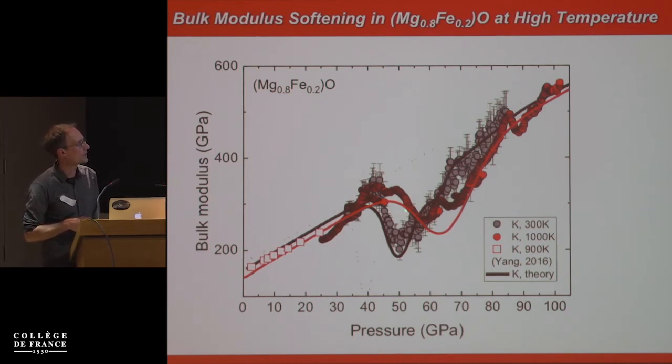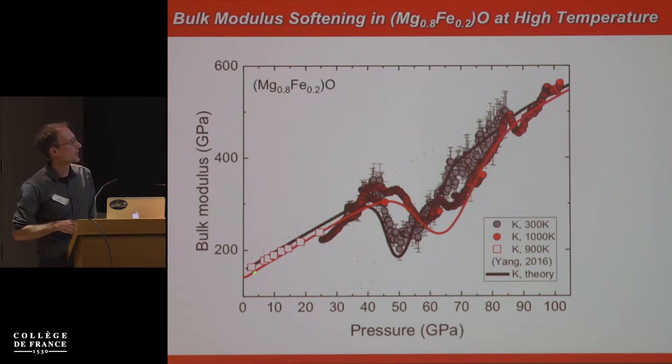the red symbols here. There's a bit of a weird feature here, which we still don't quite understand, but you can see the softening very clearly, and again, it's at least to first order very consistent with the theory, and it's also very nicely in agreement with the only high temperature measurements that exist of the bulk modulus that stop somewhere here, right, before the spin transition. So if you extrapolate that, we're pretty much there.